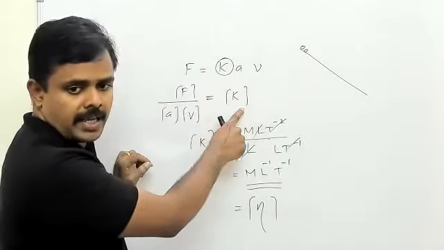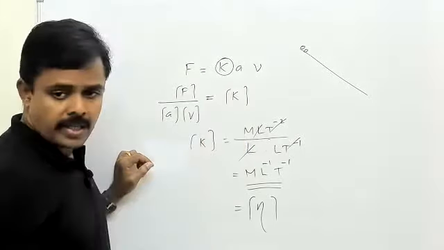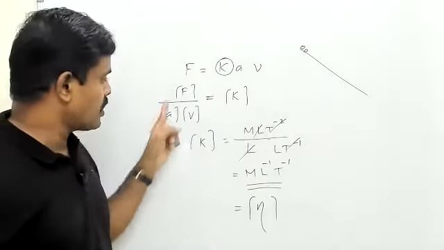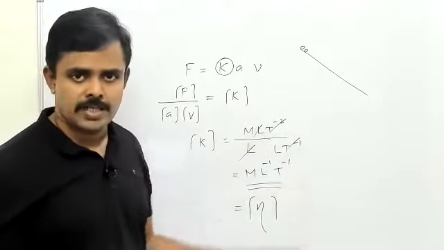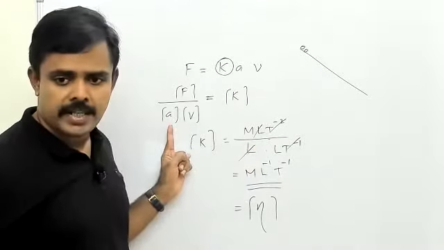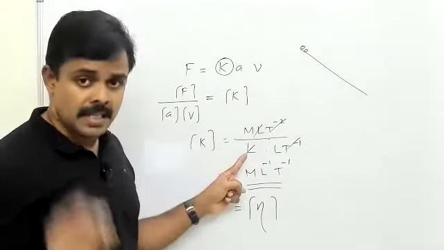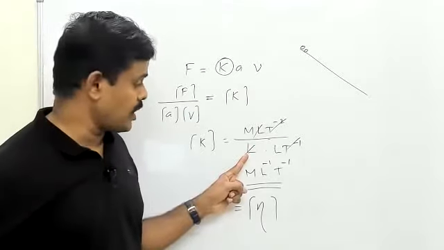What I need is K. I'll keep it on the right side. A and V go to the left side. F by AV. What is force? MLT raised to minus 2. What is A? Not acceleration, I made a mistake. A is given as radius in the question. So I put L here.